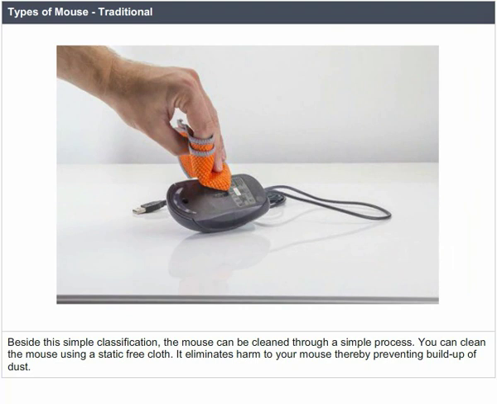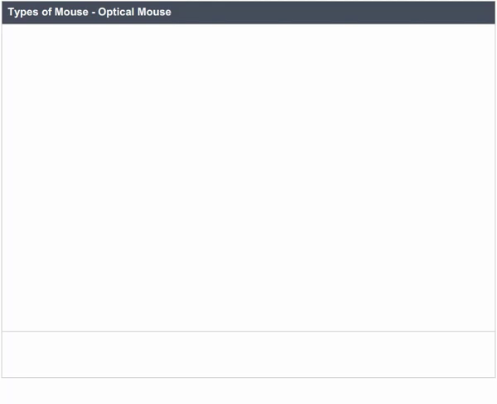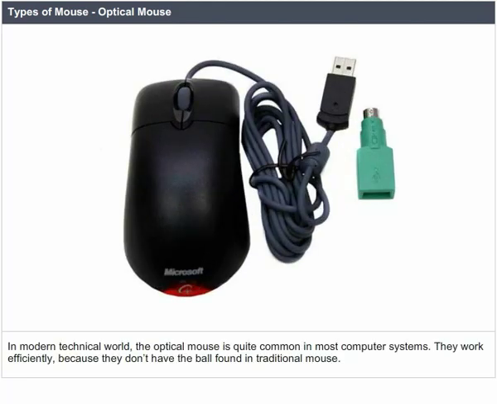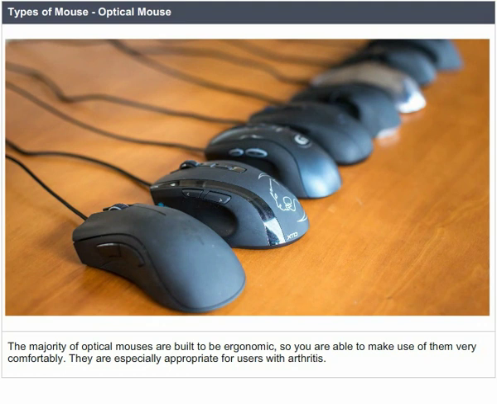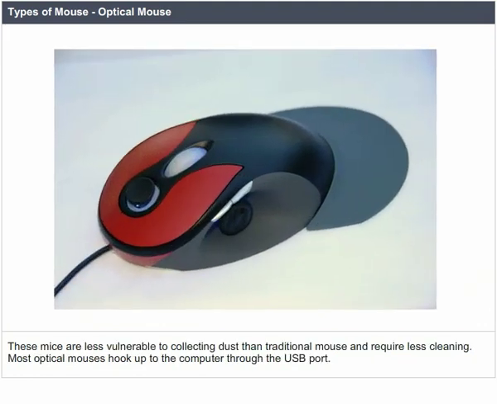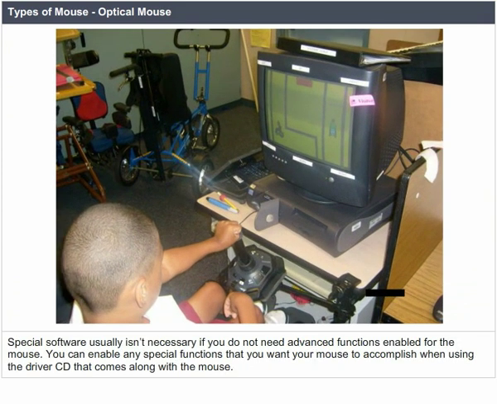Types of mouse. Optical mouse. In modern technical world, the optical mouse is quite common in most computer systems. They work efficiently because they don't have the ball found in the traditional mouse. The majority of optical mouses are built to be ergonomic, so you are able to make use of them very comfortably. They are especially appropriate for users with arthritis. These mouses are less vulnerable to collecting dust than traditional mouse and require less cleaning. Most optical mouses hook up to the computer through a USB port. Special software usually is necessary if you need advanced functions enabled for the mouse. You can enable any special function that you want your mouse to accomplish when using the driver CD that comes along with the mouse.